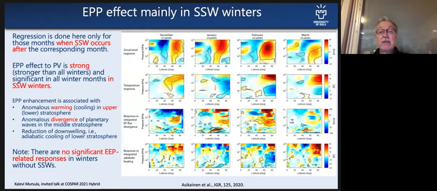Strong EPP enhancement is associated with anomalous warming in the upper stratosphere, cooling in the lower stratosphere, anomalous divergence of planetary waves in the middle stratosphere, and a reduction of downwelling, that is adiabatic cooling of the lower stratosphere.